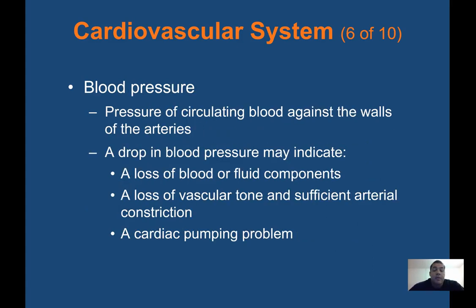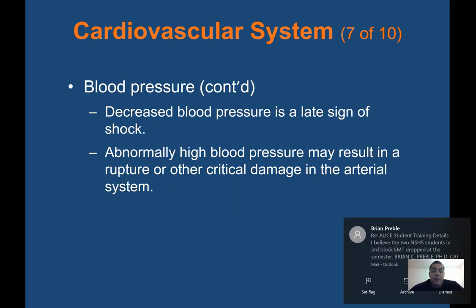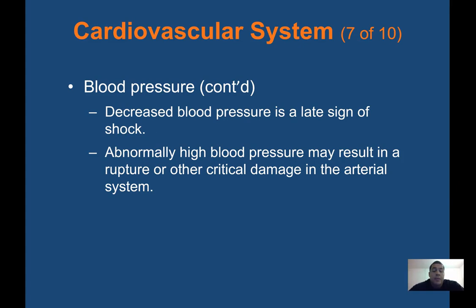Blood pressure. Pressure of circulating blood against the walls of the arteries. A drop in blood pressure may indicate a loss of blood or fluid components, a loss of vascular tone and sufficient arterial constriction, or a cardiac pumping problem. Decreased blood pressure is a late sign of shock. Abnormally high blood pressure may result in a rupture or critical damage in the arterial system.